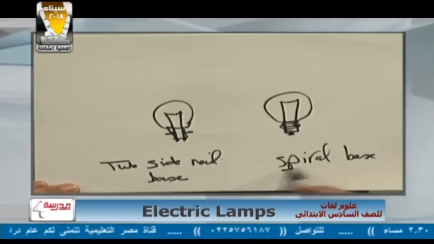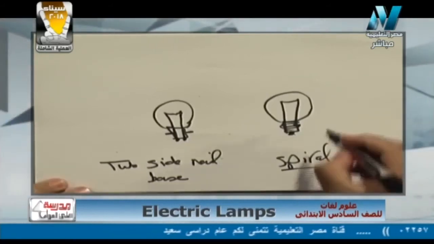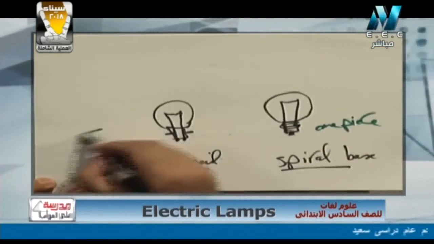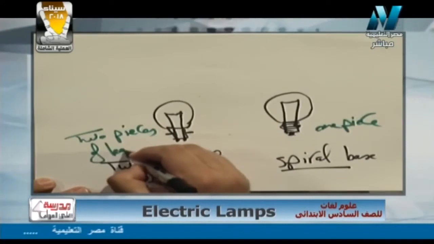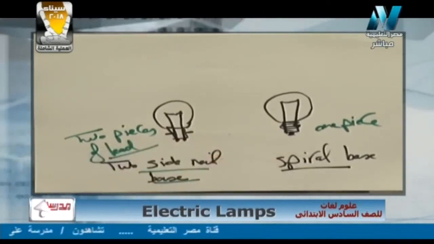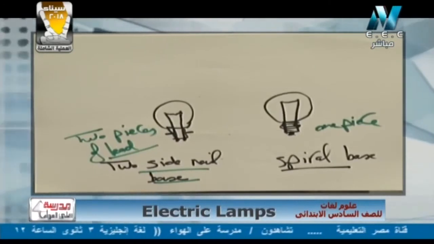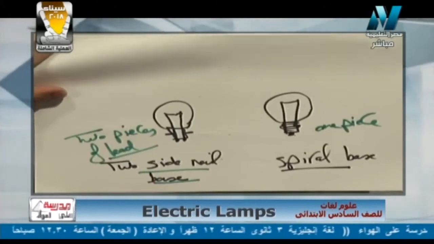Spiral base has only one piece of lead, but the two side nail has two pieces of lead. So that's the main difference between the two lamps. So now let's have a table to summarize the function and the structure of each lamp.